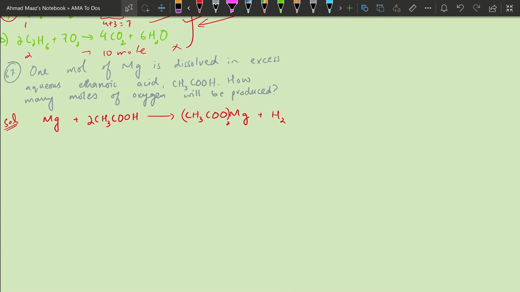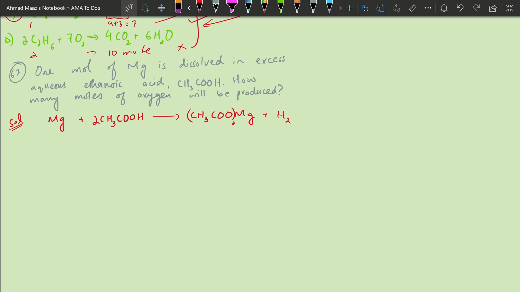MCQ 67. 1 mole of magnesium is dissolved in excess aqueous ethanoic acid. This is the formula for ethanoic acid. How many moles of oxygen will be produced? I've written the equation already because that is the first step that you need, and I've also balanced it.